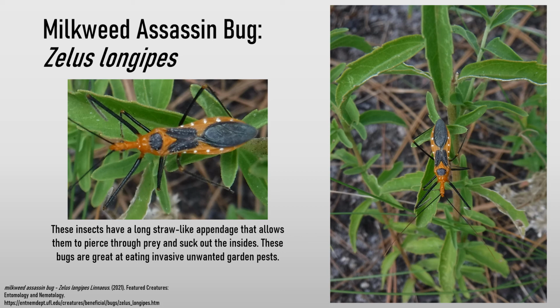My next animal is the milkweed assassin bug, or Zelus longipes. These are insects. They have a long straw-like appendage that allows them to pierce into their prey and then suck out the insides. Despite their name, these bugs are actually great at eating invasive, unwanted pests, so they're not necessarily an assassin in the bad way. They can actually be really helpful in gardens.